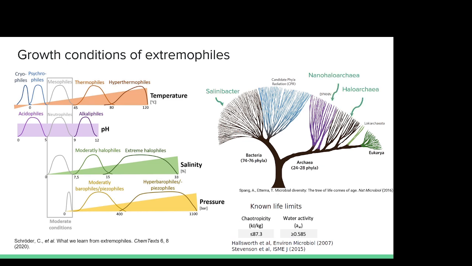And for this reason, we know only 3 lineages that have adapted to very high salinity, which are Salinibacter in bacteria, and the archaea and the nanoarchaea.